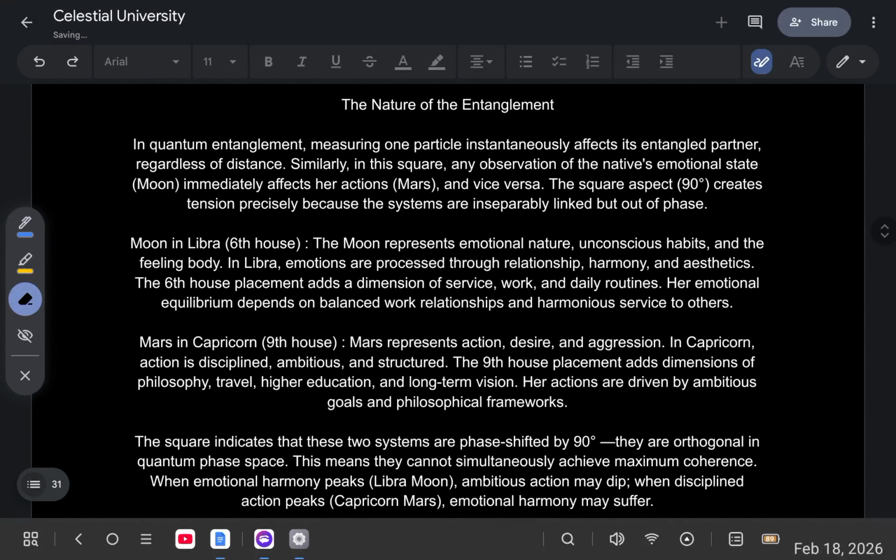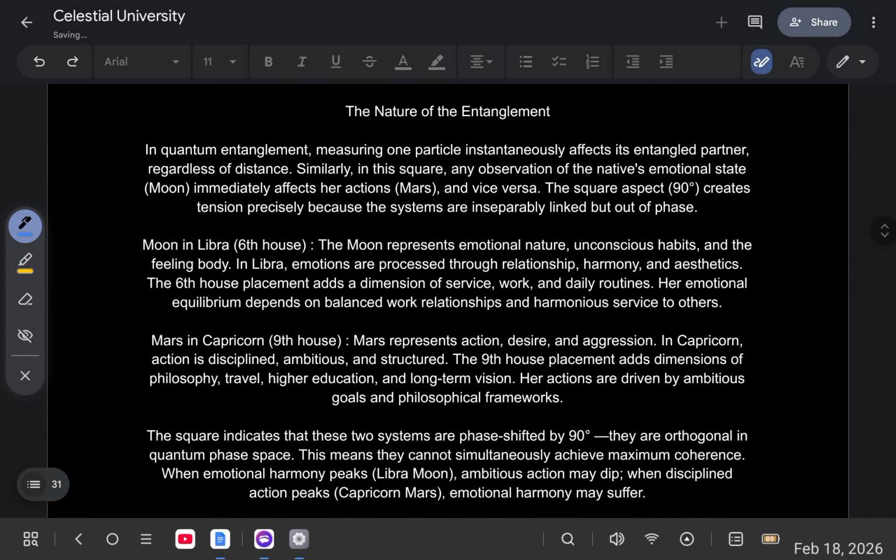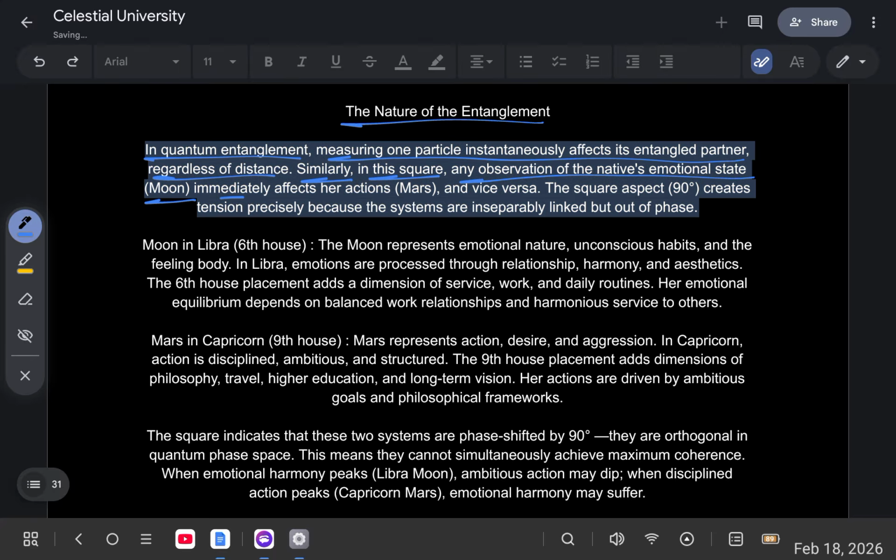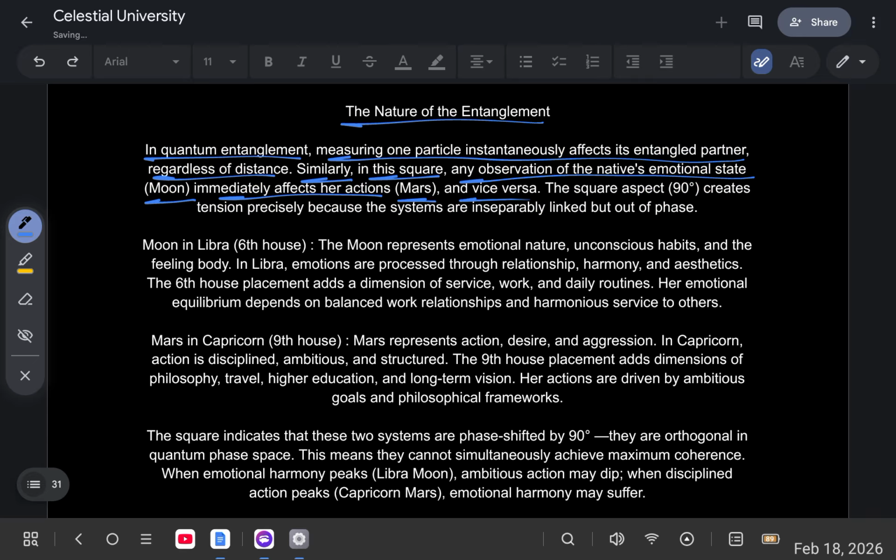So we look at the nature of the entanglement. In quantum entanglement, measuring one particle instantaneously affects its entangled partner, regardless of distance. Similarly, in the square, any observation of the native's emotional state, Moon, immediately affects her actions, Mars, and vice versa. The square aspect, 90 degrees, creates tension precisely because the systems are inseparably linked, but out of phase.